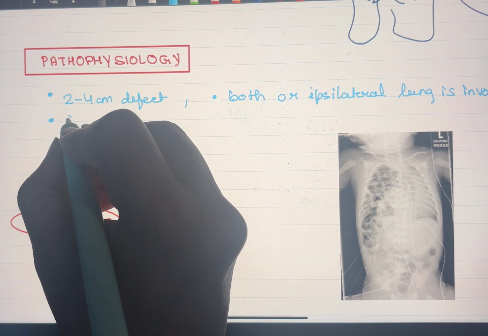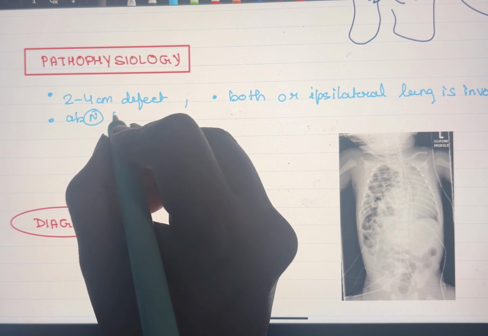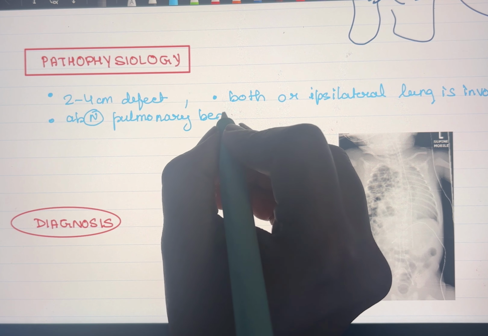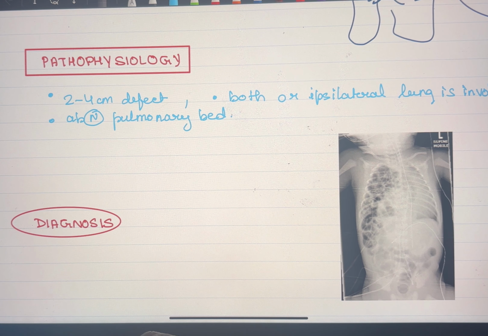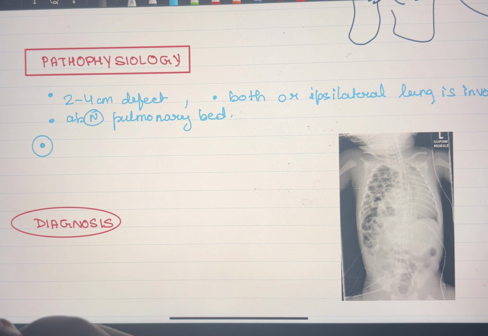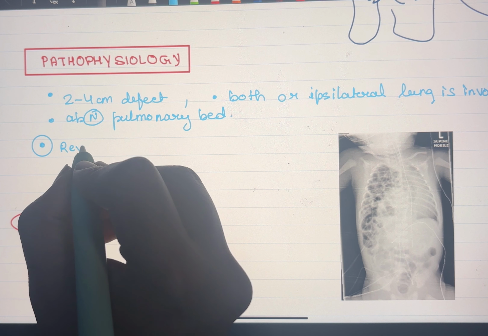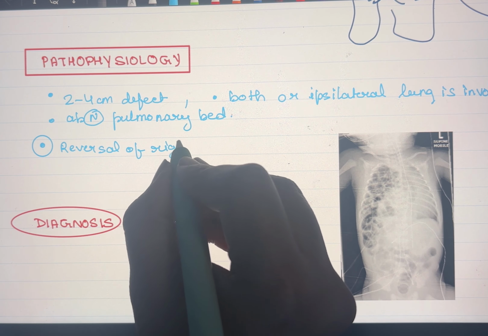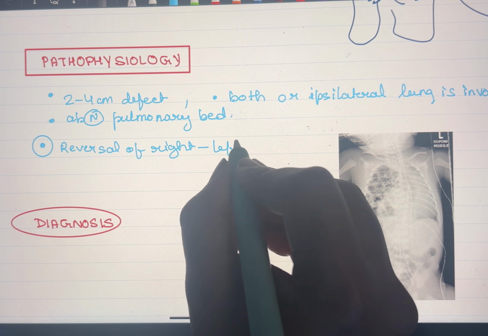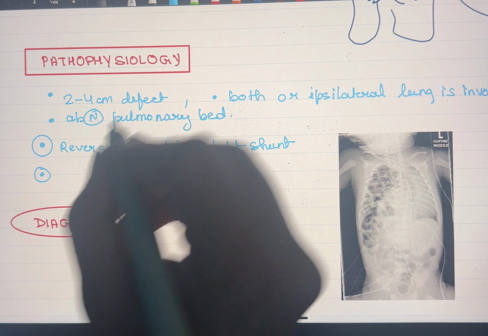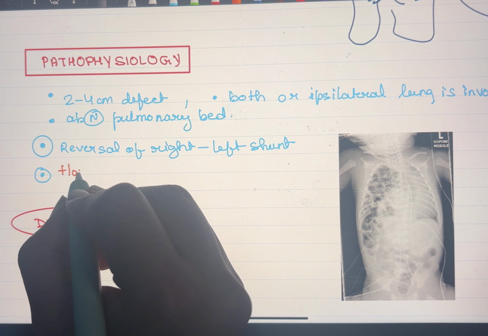There is presence of abnormal pulmonary bed, and significant adventitial and medial wall thickening of the alveoli is also present. In infants who have congenital diaphragmatic hernia, there is reversal of right to left shunt present in these patients. And there is also a term known as honeymoon phase.